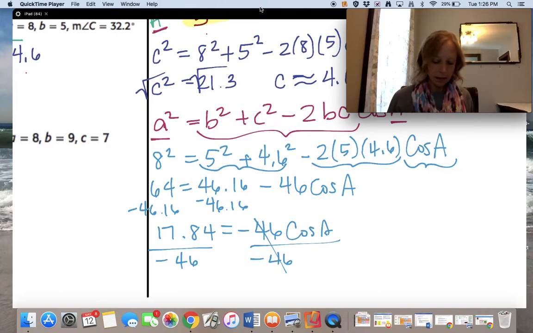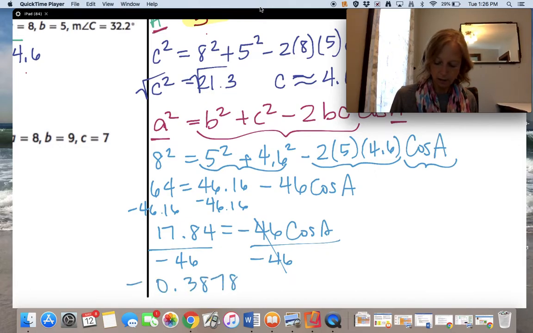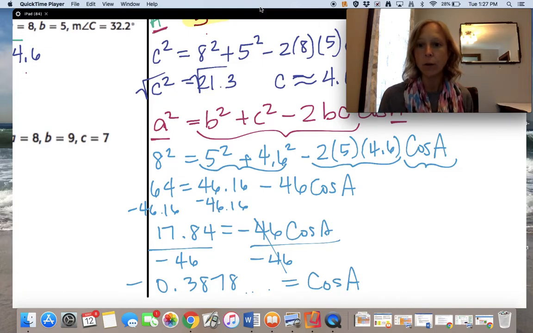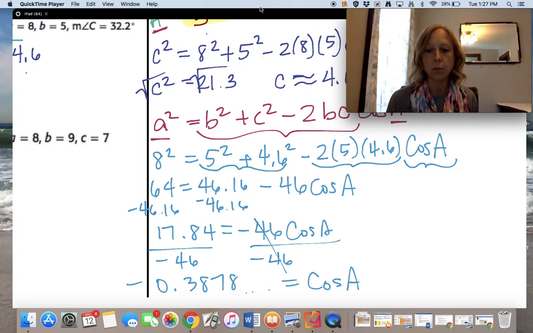And I get a decimal answer right now. I get negative 0.3878, and so on. Don't worry about that, okay? Because what this equals is the cosine of A. And we're going to use our inverse cosine to know what that angle measure is. So if you're getting something out that's negative or a small decimal, you're actually okay, because remember what we're getting out is a ratio. And what we'll find is our angle measurement.